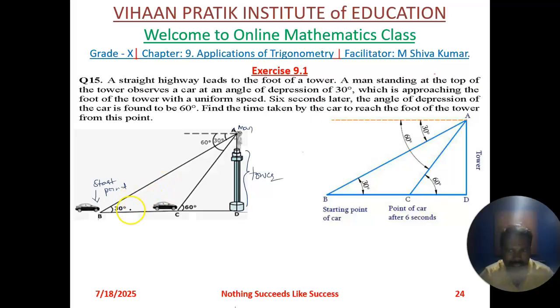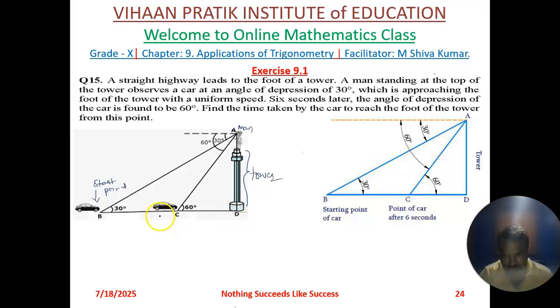We know that if the angle is less, the distance is more. So it travels a larger distance. If the angle increases, it travels a smaller distance. Always remember that if the angle is less, the distance traveled will be more. If the angle is more, the distance between the two points is always less. So the car starts from point B, reaches C, then from C it reaches D.